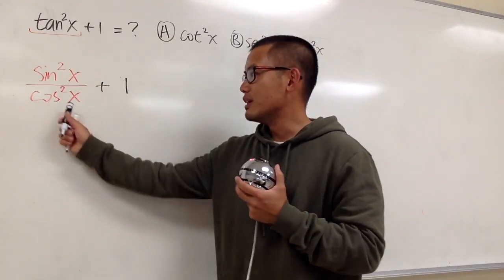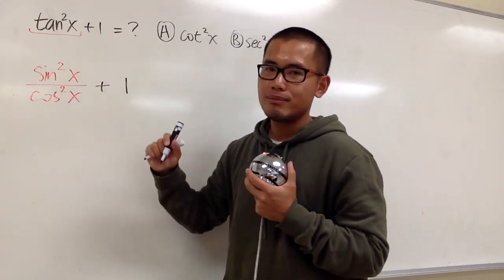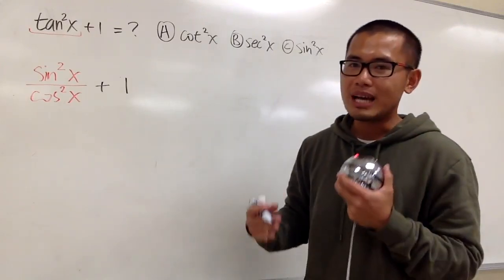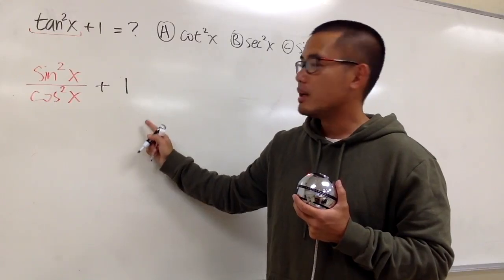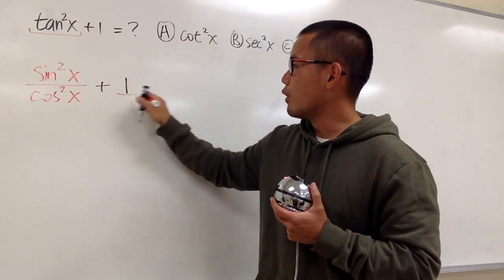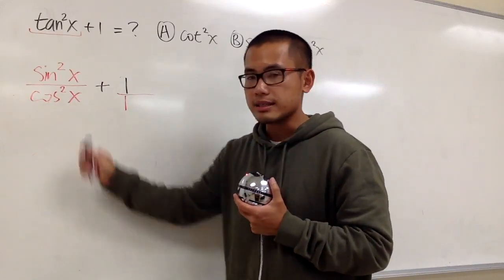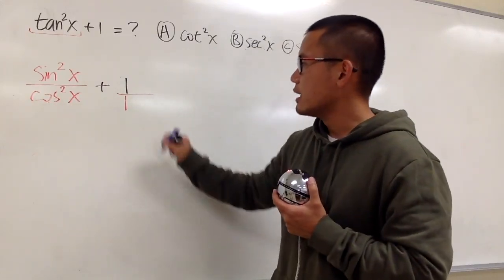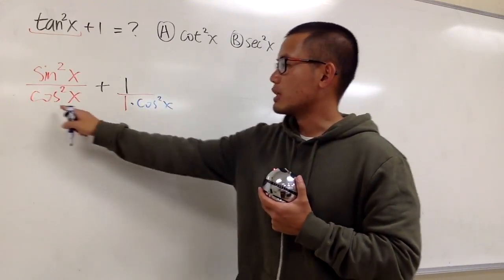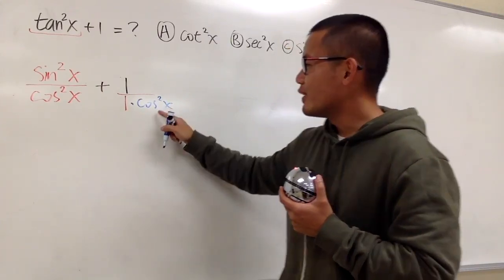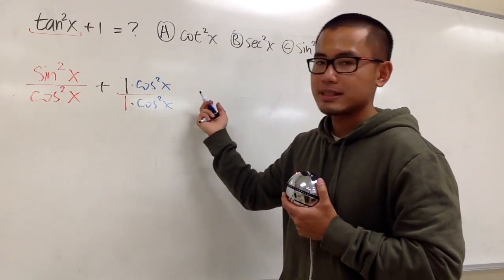And now, as you can see, this is pretty much like a fraction plus 1. And what do we need to do to add fractions? Well, we need to have the same common denominator, right? First, let me make the 1 as 1 over 1. And as you can see, this is cosine square x. I will have to multiply this 1 by the cosine square x so that the bottoms will be the same, right? And don't forget to do the same thing on the top as well. So let's multiply this by cosine square x.